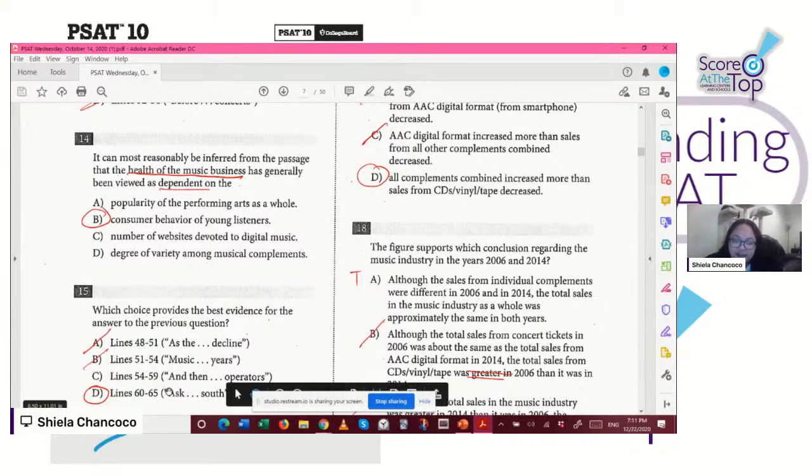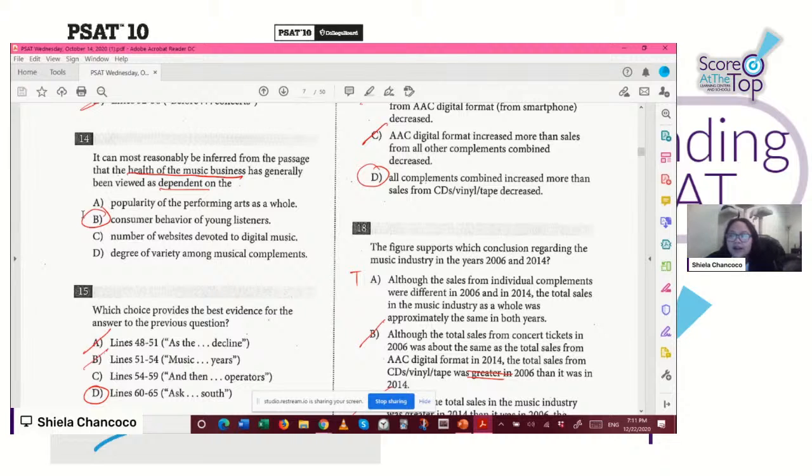Like it turned south, what does it depend on? More what they said was it actually depends on young listeners, right? Not popularity of the performing arts, not number of websites, not degree of variety among musical complements. D is the one that's a big distractor, I think, for this one, because if you had read some of these, it talked about musical complements, so you might have picked a different answer for 15 and that led you to answer 14 wrong.